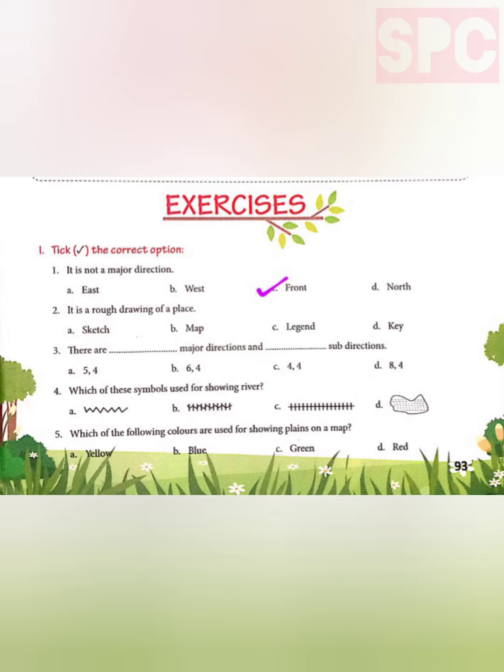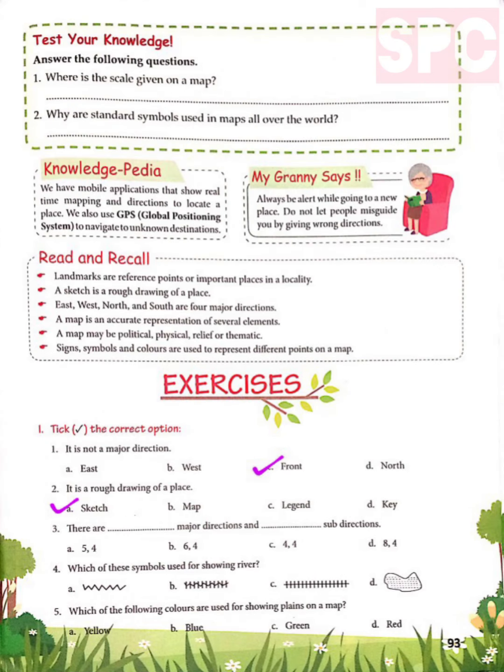Part 2. It is a rough drawing of a place. Sketch, map, legend, key. So here we will take option number A, sketch. Sketch is a rough drawing of a place. Part 3. There are dash major directions and dash sub-directions. So there are 4 major directions and 4 sub-directions. So here we will take option number C.